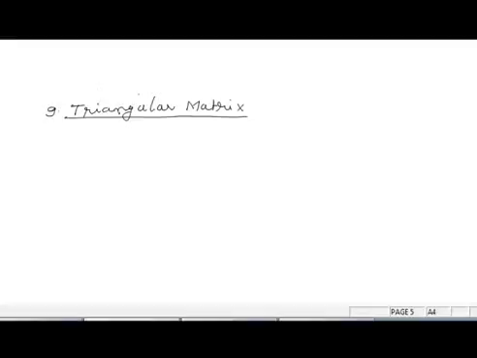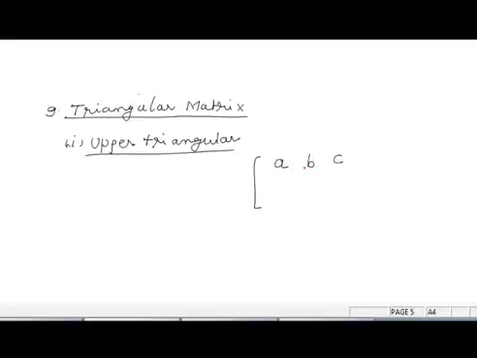In the triangular matrix also, first is upper triangular. Upper triangular matrix is the matrix in which elements below the diagonals are 0. So let's say, for example, A, B, C, D, E, F. Below this diagonal, you can see all the elements are 0. So that's how it is called the upper triangular matrix.